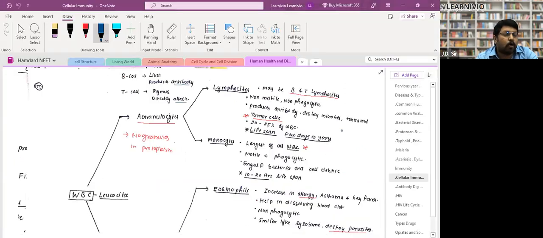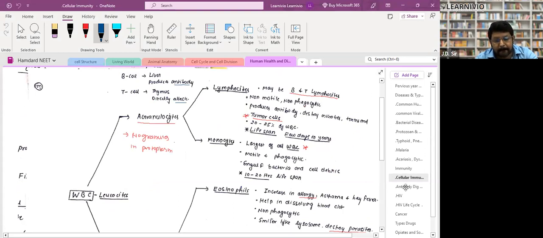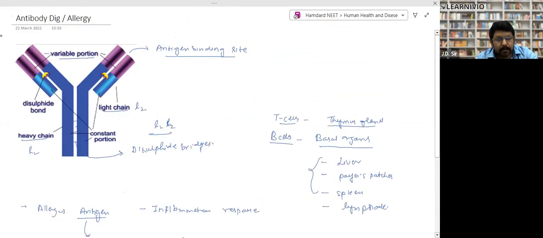You know, all the questions belonging to WBC you will get from this PPT. This is not much more important, but still, it's a part of the syllabus, so I'll discuss it with you. So this is an antibody diagram, right? Antibodies are a type of protein, right?